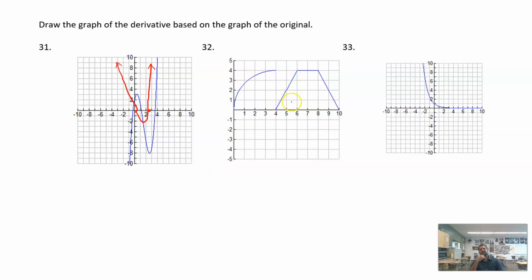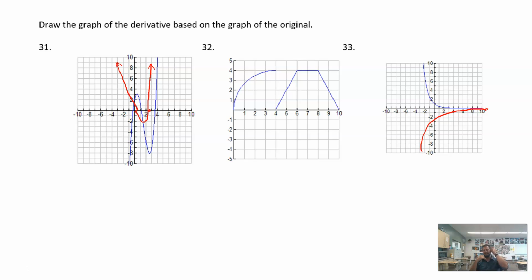Now, on number 32, actually, I want to look at number 33 real fast, then we'll come back to 32. Notice this one is decreasing the entire time. It's really steep at first, and then it levels off, and it becomes really, really shallow. Because it's decreasing the entire time, the derivative is going to be below the x-axis the entire time, and that is what my derivative would look like.